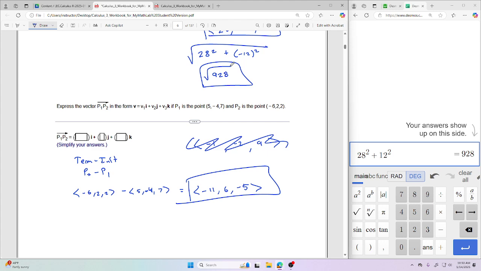Making sense though? I know the math is pretty easy. It's interpreting what to do, right? That's the biggest thing right now. But once you get it, you're like, oh, got it, no problem here.